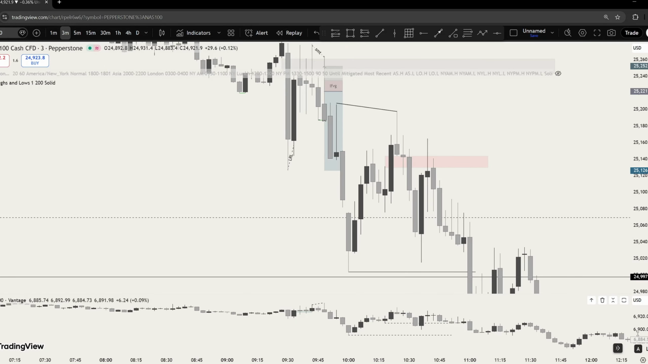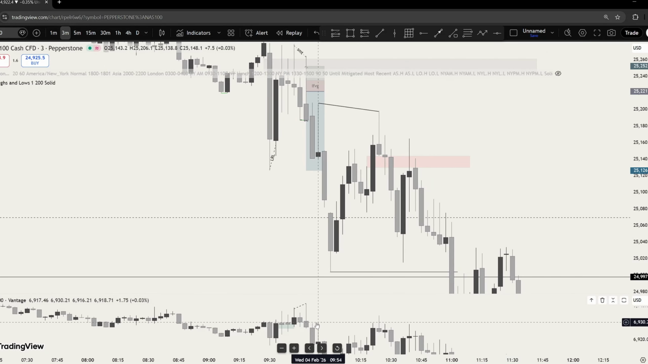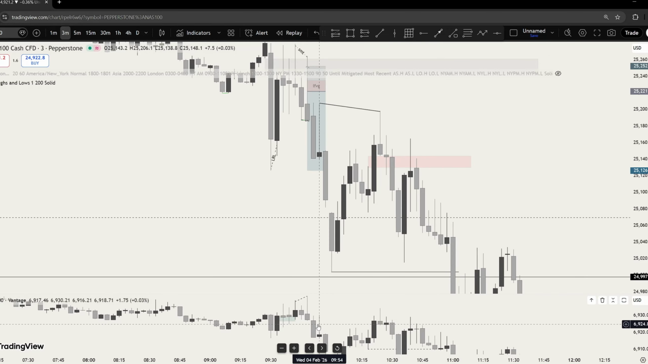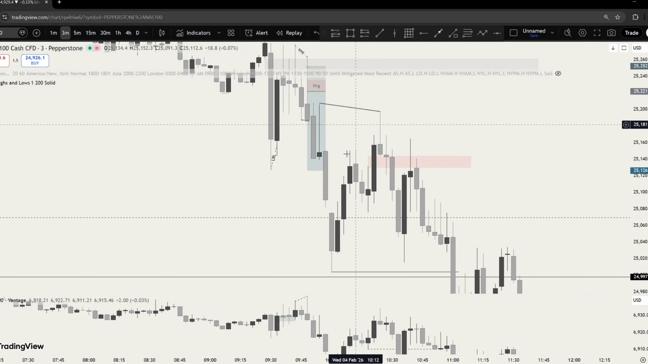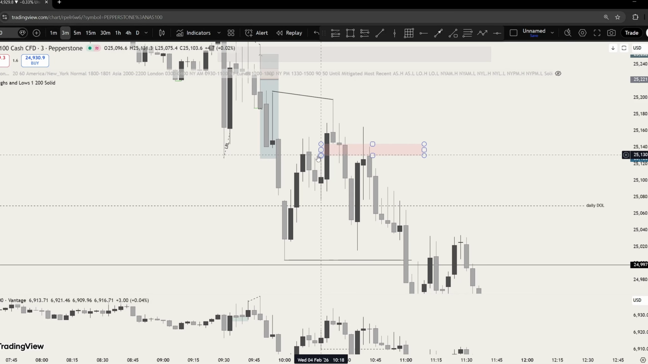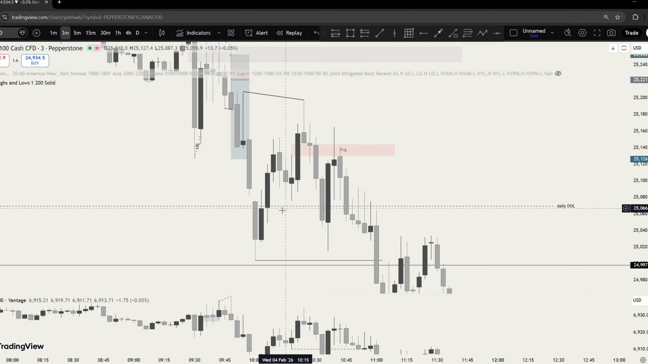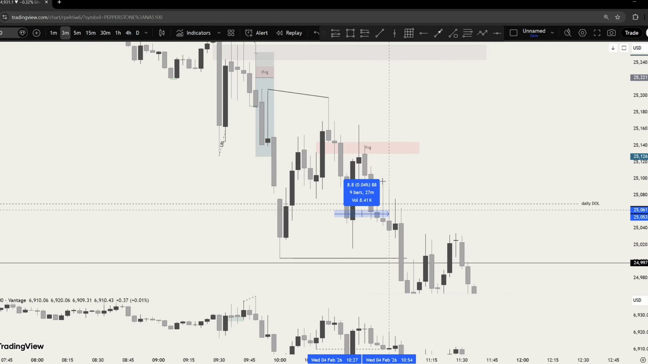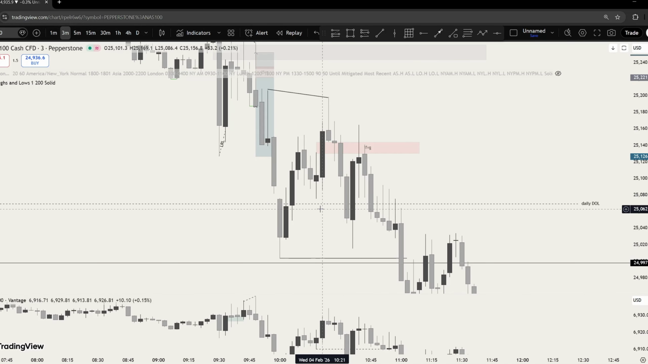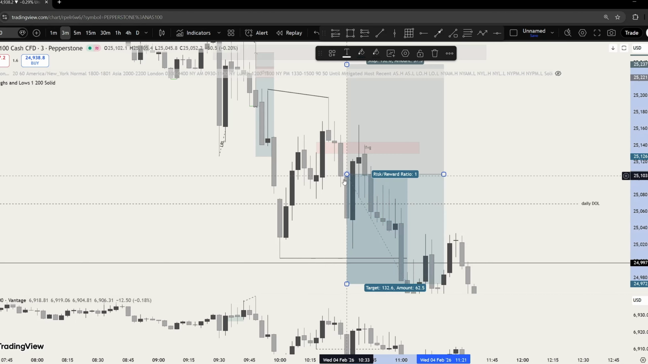So if you look here, ES took out this high over here, but then Nasdaq failed to take out this high, which makes an SMT. And then we had an IFVG over here, a 3-minute bearish IFVG. We broke the structure, and then we pulled back to this 3-minute FVG. I took the trade over here.